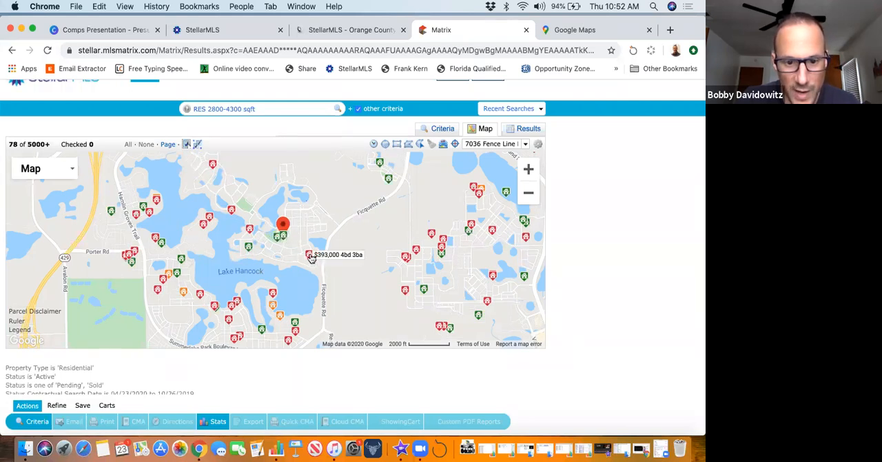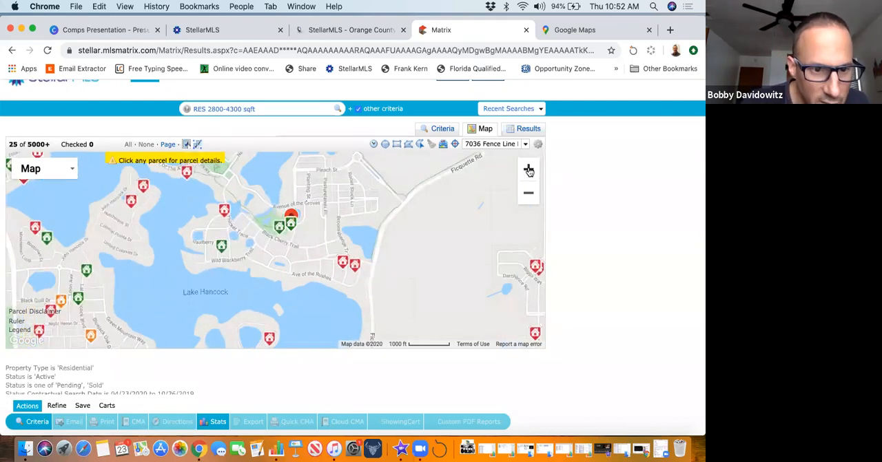Just scrolling over, 393 sold. This one sold for 410. This one sold for 400, right? Now look at this one. This one sold for 610. This one sold for 620. Now I asked you guys, let me see.